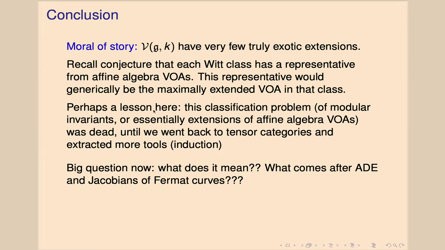So the big question is, what in the world happens next? Let's go back to the pattern. Remember, for A1, we had an ADE classification. For A2, we have this connection to Jacobians of Fermat curves. So what happens after this? I'm not the person to answer that kind of question, but probably some of you are, or at least you're certainly better than me. It'll be fun to look back at these classifications and try to see connections to geometry, and see what geometry knows about them.